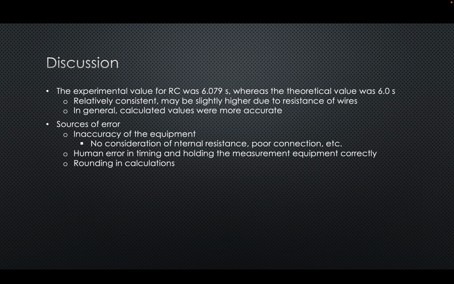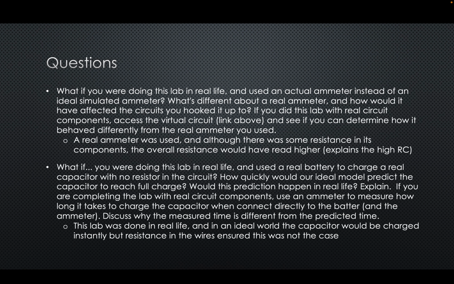So the experimental value is 6.079 seconds, whereas the theoretical value is 6 seconds, so that was very close and accurate. Sources of error include human error and inaccuracy of equipment. And what if I was doing this lab in real life and used an actual ammeter? I did use it in real life, and that contributed to resistance due to the internal resistance of the ammeter.